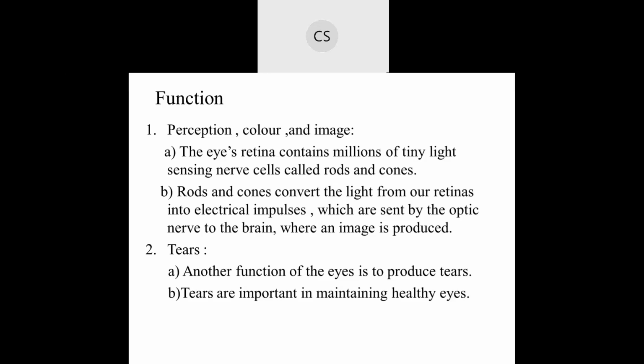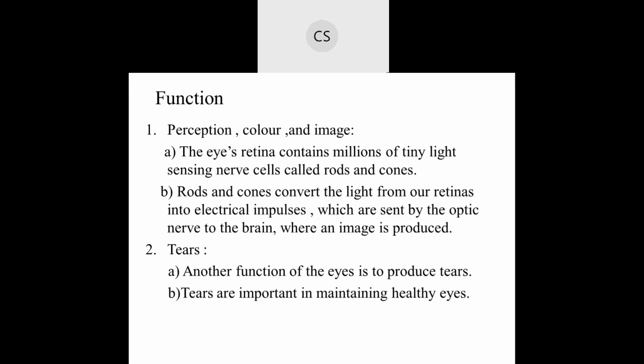Functions of the eye: perception, color, and image. The retina contains millions of tiny sensing nerve cells called rods and cones, which are named for their unique shape. Cones are responsible for perceiving color and detail. Rods are responsible for night vision, peripheral or side vision, and detecting motion. Rods and cones convert the light from the retina into electrical impulses, which are sent by the optic nerve to the brain, where an image is produced.